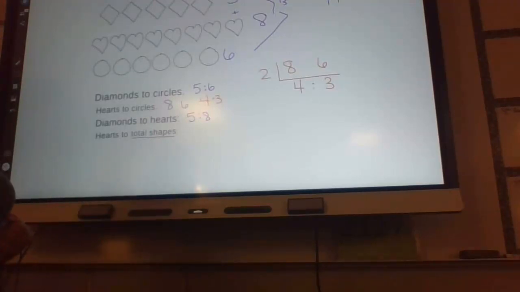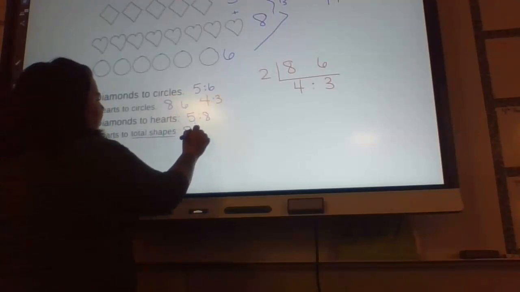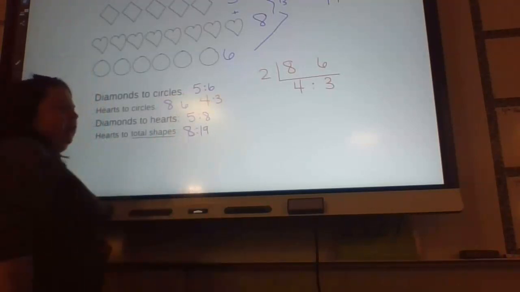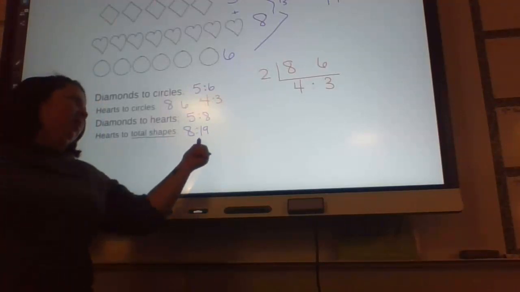What about hearts to total shapes? How many hearts do I have? 8. How many total shapes do I have? 19. So my hearts to total shapes is 8 to 19. I'm going to give you a hint. 19 is a prime number.